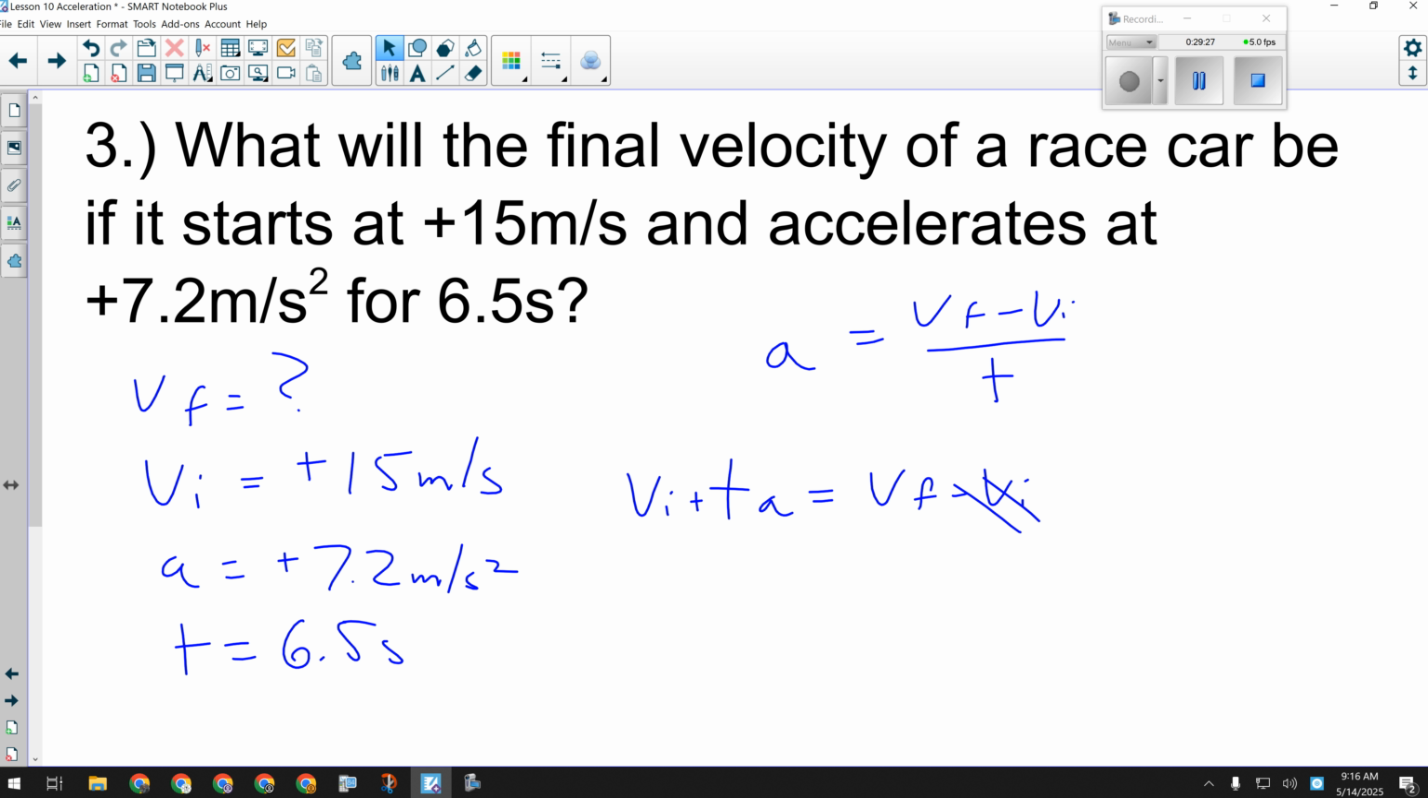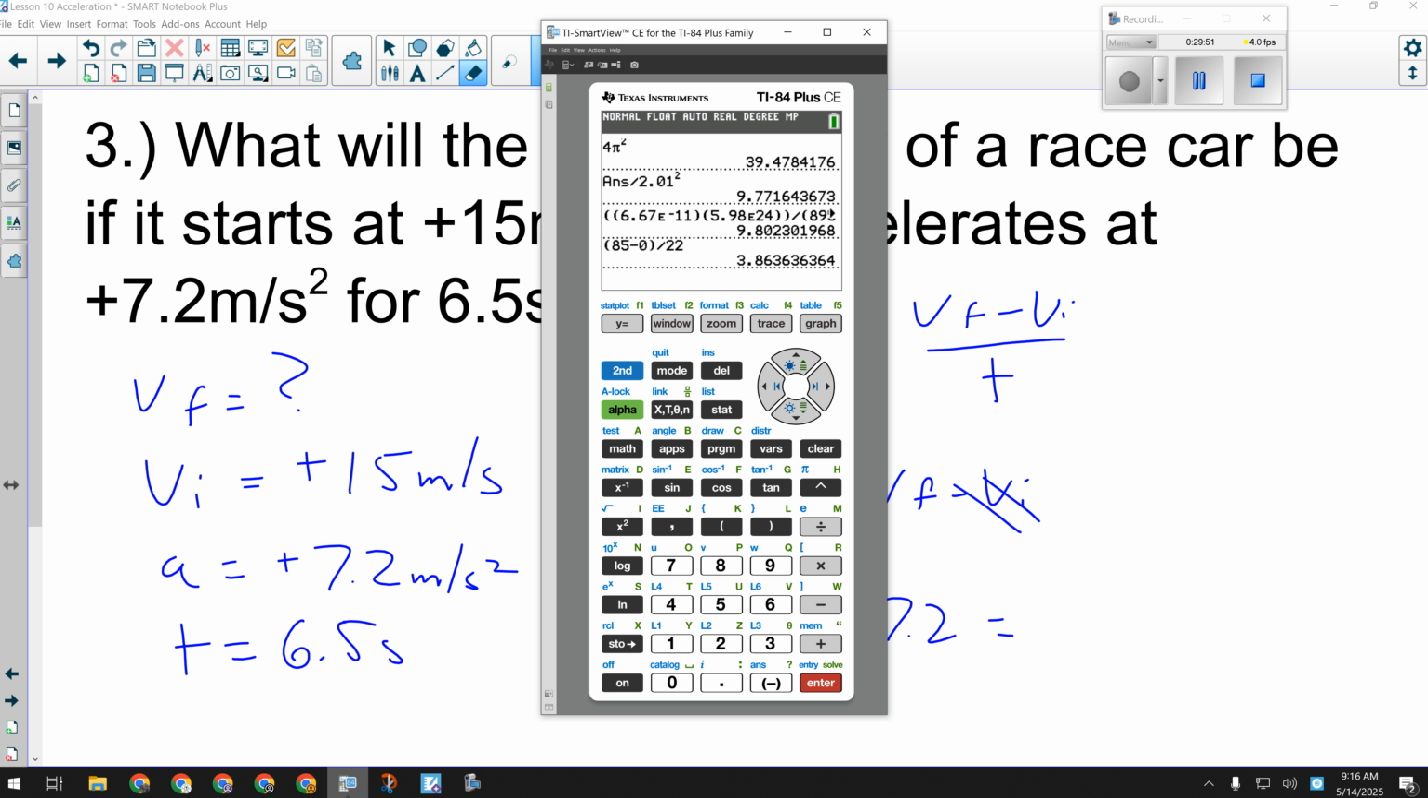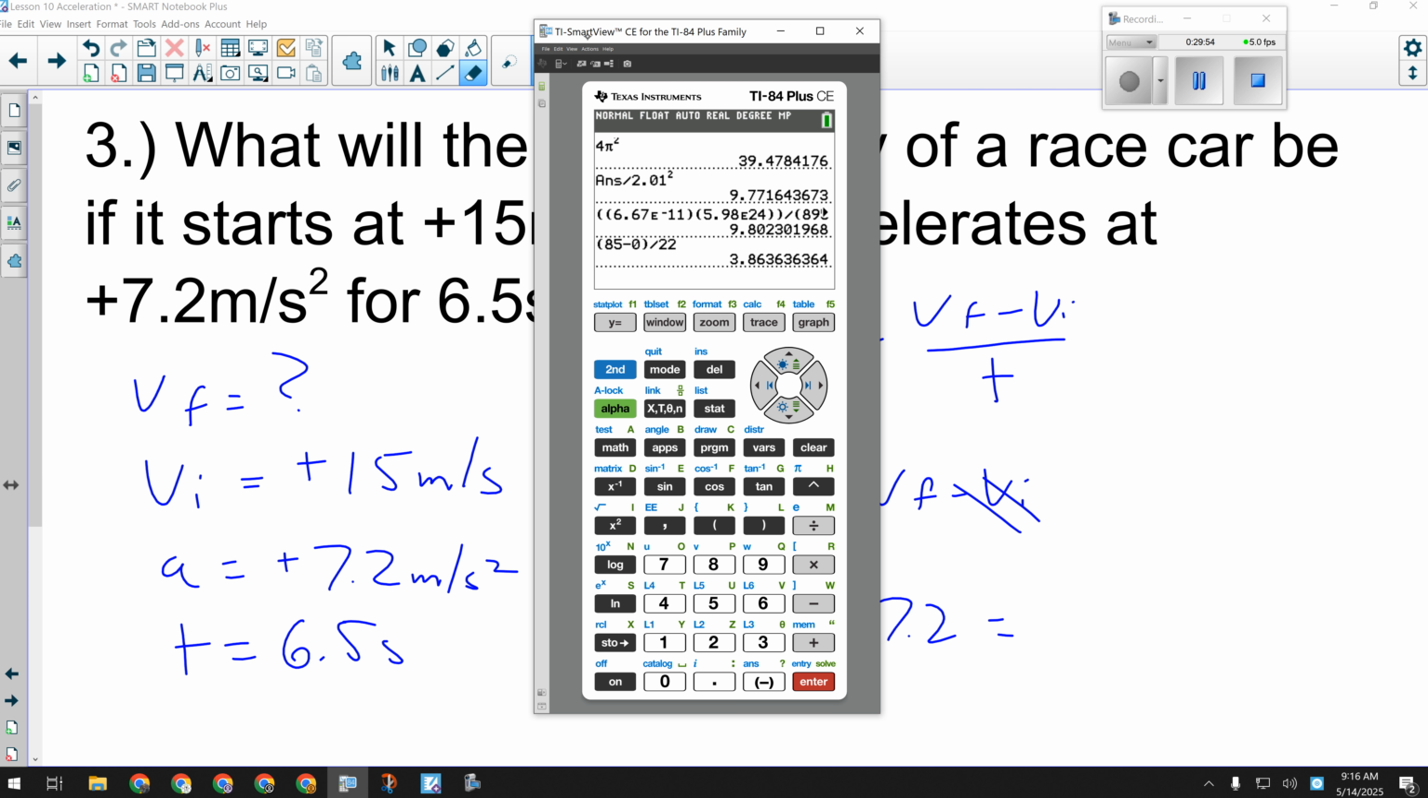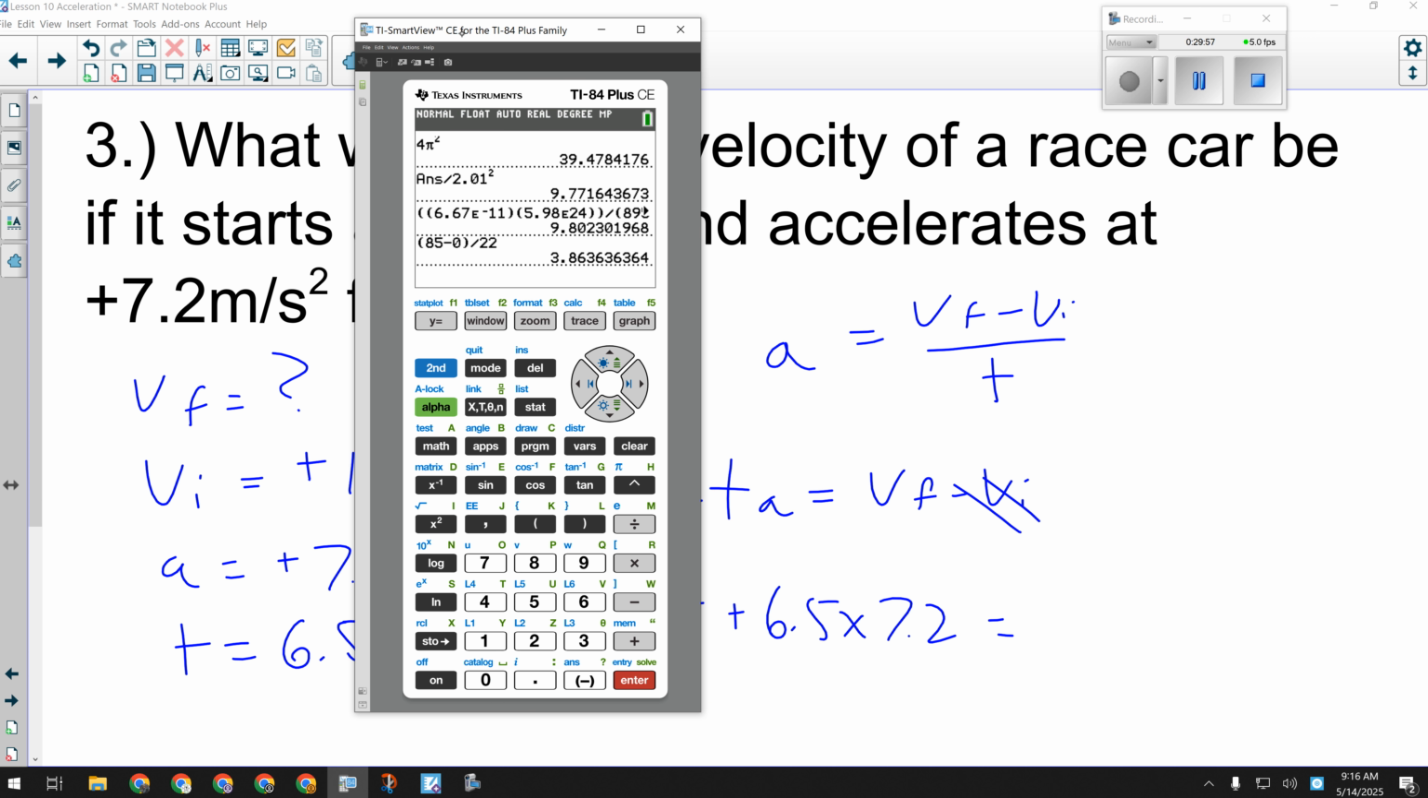All right, so we're going to have our positive 15 plus 6.5 times positive 7.2. Now, you don't have to put in the positives when you're doing this, but definitely put in any negatives, because that would be important. Okay, now this one you can put all in a line. Okay, so you could go 15 plus 6.5 times 7.2. Okay, because in this case, I do want that done first, and the calculator will do it that way.